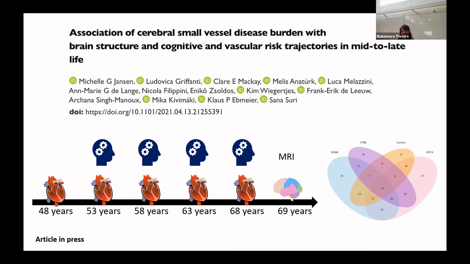Again, I'm not going to go into the details, but we essentially grouped people into scores of 0 to 3. So 0 means they had none of these markers of SVD, and 3 means they had at least 3, so 3 or 4 markers. And what we asked was how lifestyle and cognition relate to the burden of SVD as you get older.